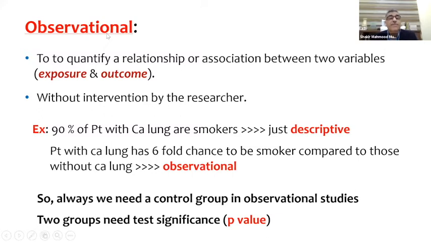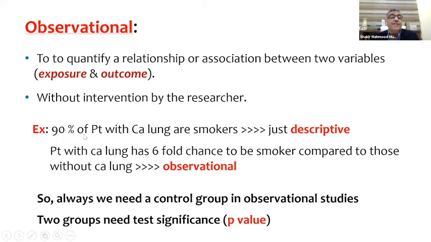هسه خلصنا من الاناليتيكال الاكسبيرمنتال، الان نجي للاوبزرفيشنال. الاوبزرفيشنال نشوف هل اكو ريليشن شيب between variable اللي هي usually exposure and outcome without intervention by a researcher. احنا جست نشوف. خلينا نشوف شنو الفرق بين الاوبزرفيشنال والديسكريبشن بهذا الديسكريبتيف بهذا المثال.